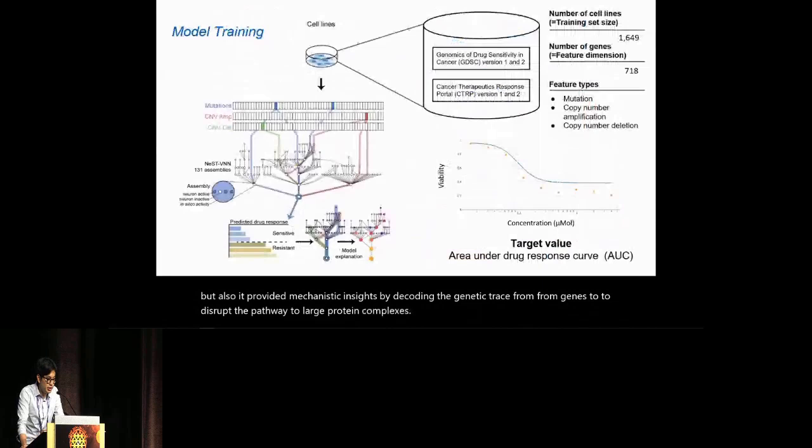We used GDSC and CTRP to train our model, which are widely known cancer drug response data sets. We were able to collect around 1,600 cell lines that were exposed to a CDK4/6 inhibitor called palbociclib, and which were labeled and annotated with the drug response represented as area under the drug response curve, or AUC.